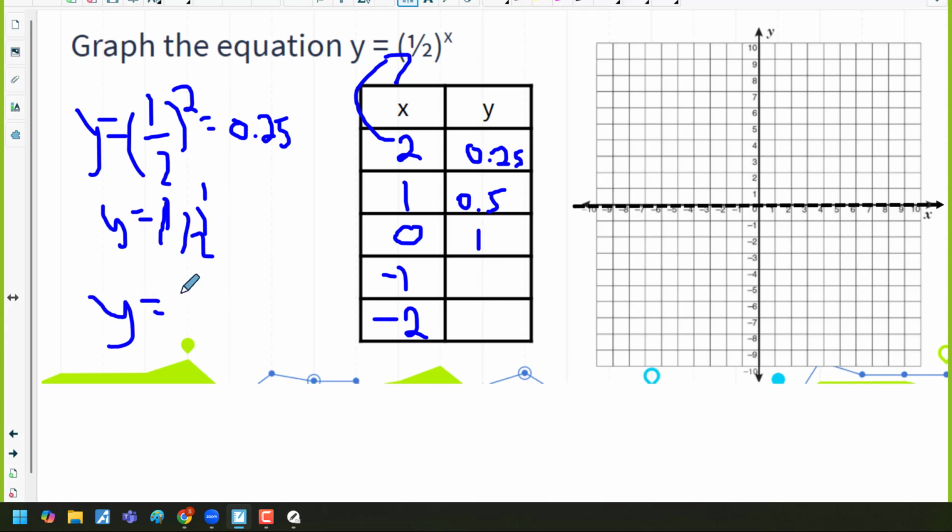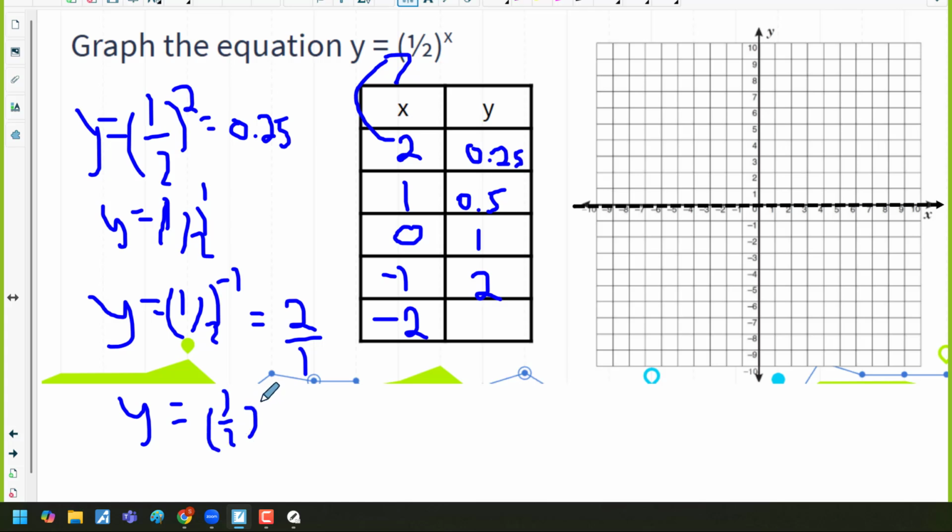And here's the tricky part. 1/2 to the power of -1. What you need to do is you need to flip that fraction, and it becomes 2 over 1. And here we have y equals 1/2 to the power of -2. Same thing, you flip that fraction, it becomes 2 over 1, except the exponent is 2 now instead of 1. So since the exponent is 2, 2 to the power of 2 is 4.